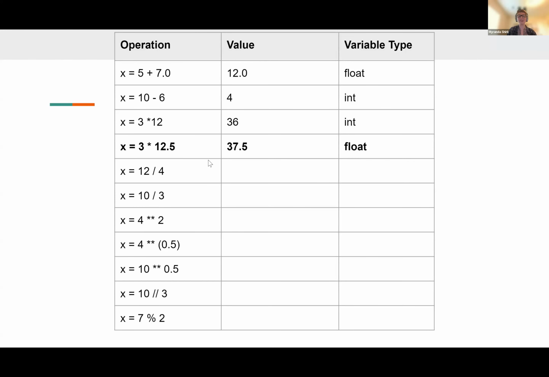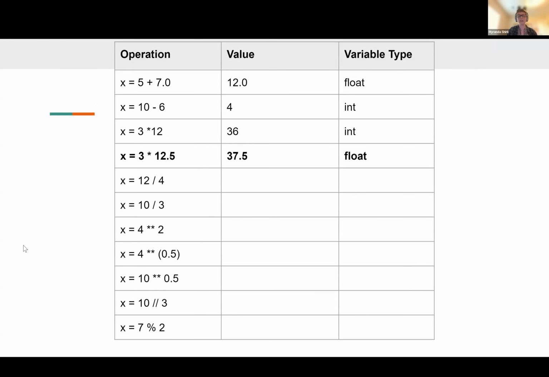Okay, now some other ones. How about 12 divided by 4? x equals 12 divided by 4. Remember the rules about how we determine what the variable type will be. What will be the value and the variable type of x for 12 divided by 4? Thank you so much for your answers. It seems like we're a bit divided as to what this will be. Will it be an int or a float?